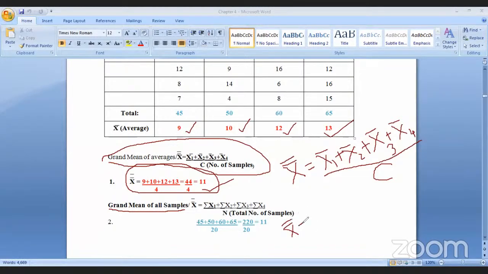X double bar is equal to sigma x1 plus sigma x2 plus sigma x3 plus sigma x4 by n. Please note down this formula. Sigma x1 stands for 45.